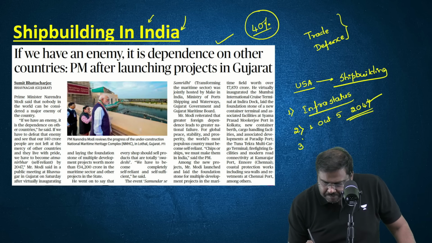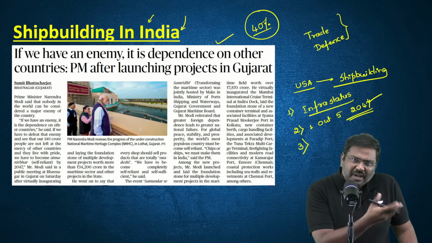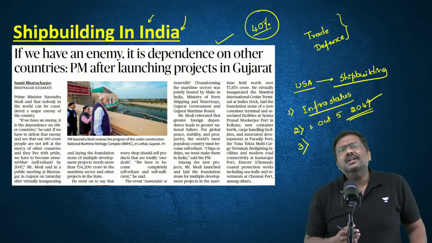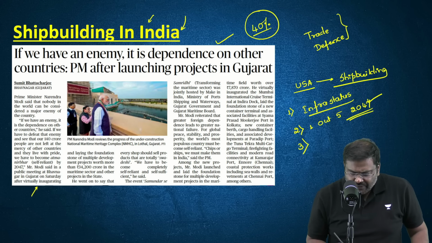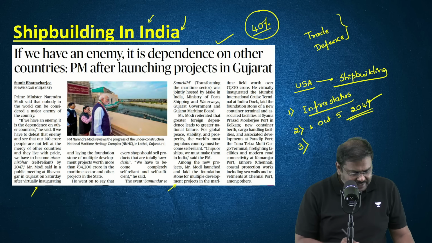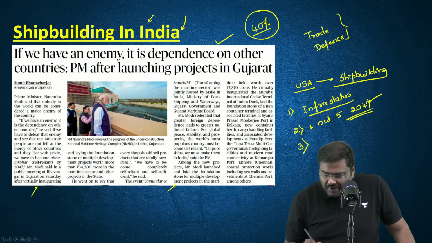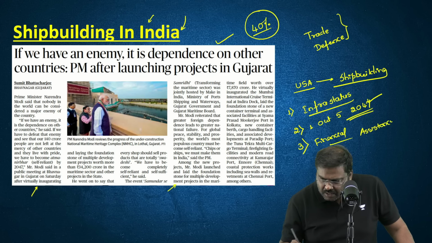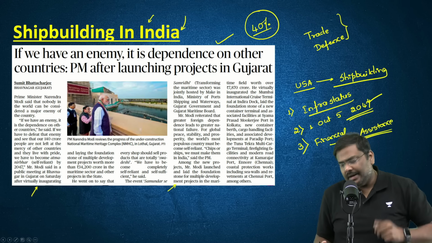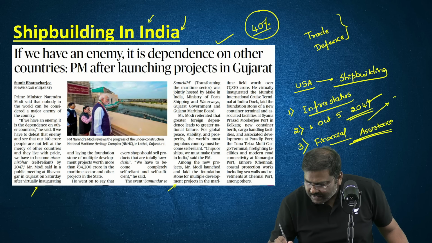The third very important point: there is an NBFC, a non-banking financial company, which has been set up, the first maritime NBFC. Please remember, the first maritime NBFC which has been set up is going to provide financial assistance for the development of shipbuilding in India. The name of this particular entity is the Sagarmala Financial Corporation of India Limited.